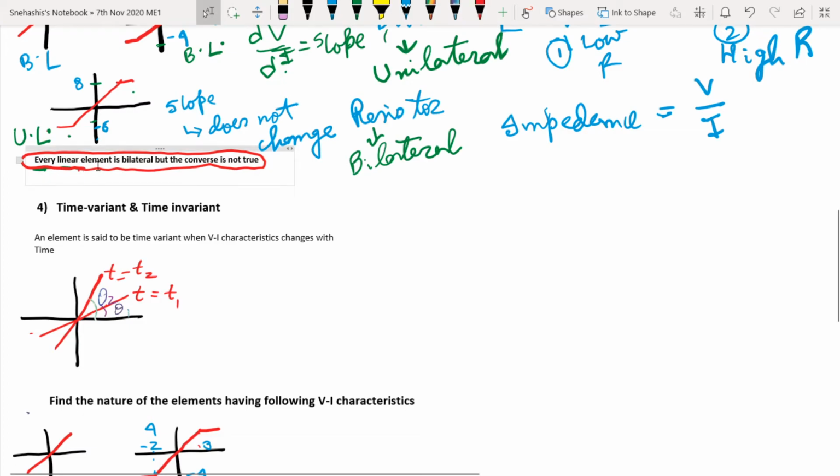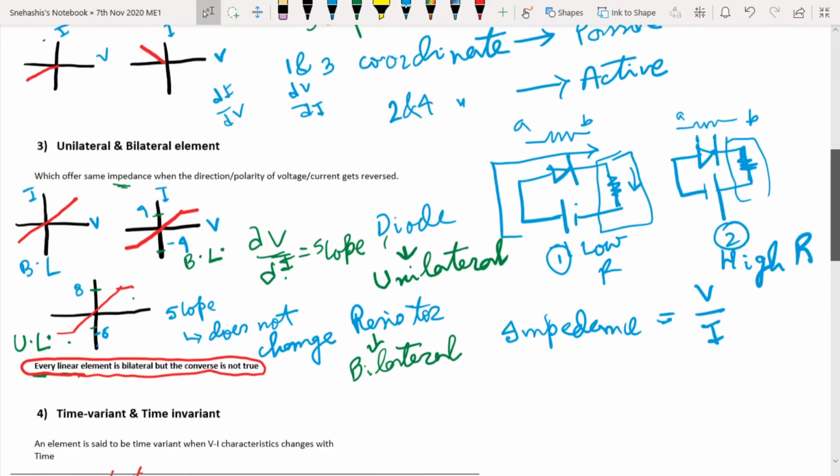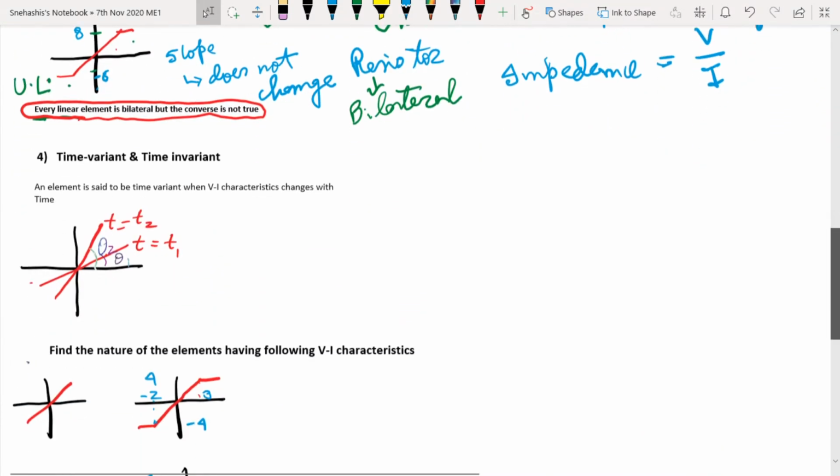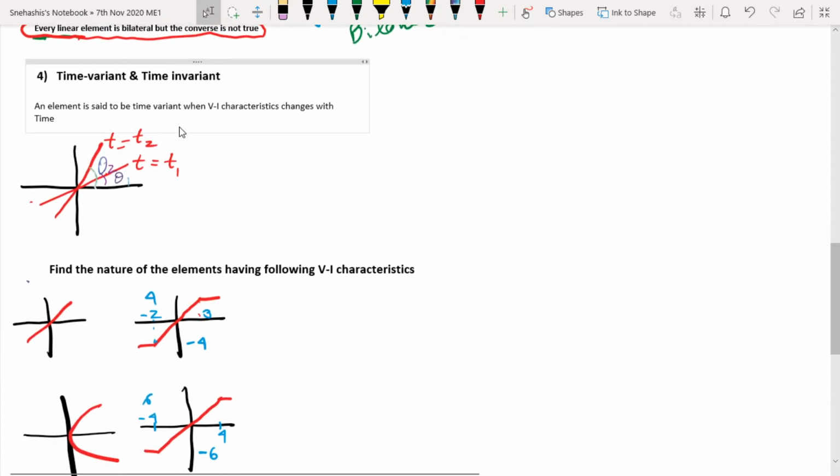So every linear element is bilateral, but the converse is not true. See here, diagram number 2 and diagram number 3 are also bilateral, but they are not linear, because they are not throughout straight lines. And the unilateral one is no case of being linear. Okay, so next we will be going through classification criteria 4, time variancy, time variant and time invariant circuit elements. So again, their IV characteristics.